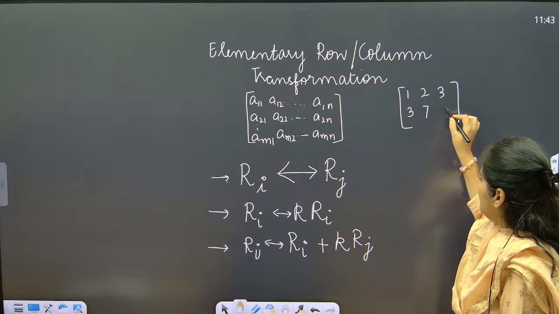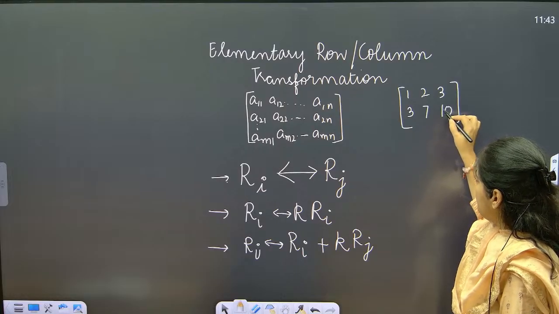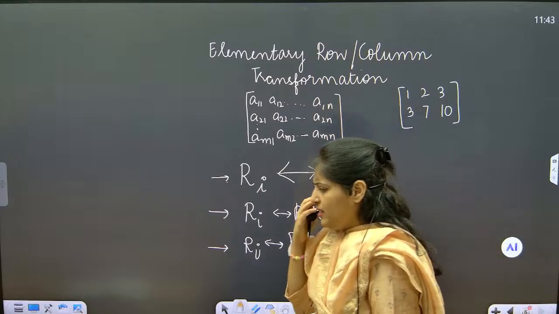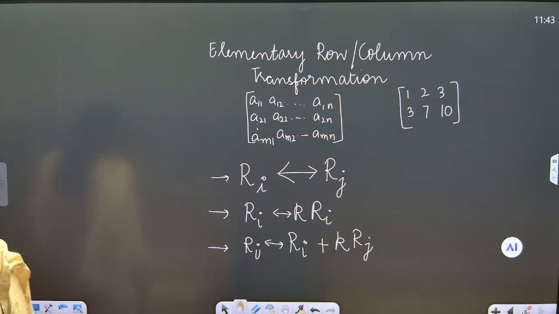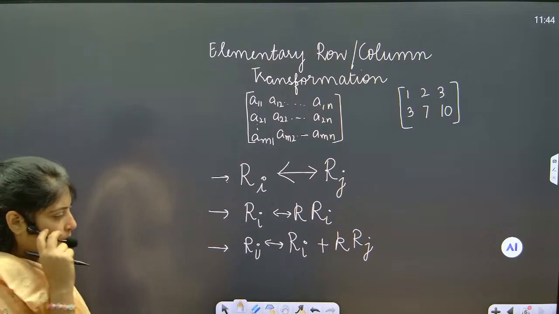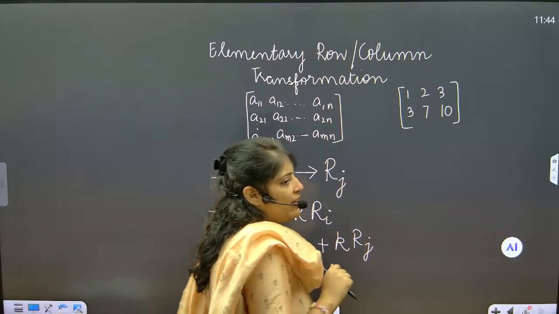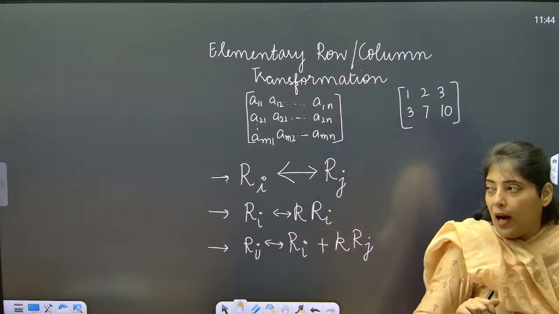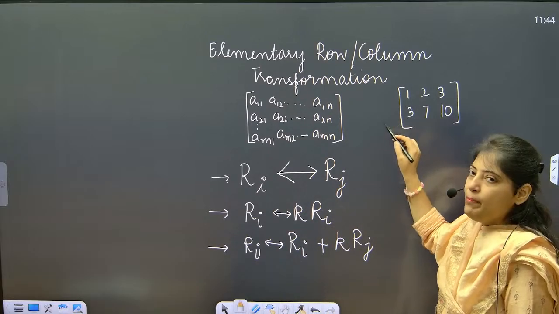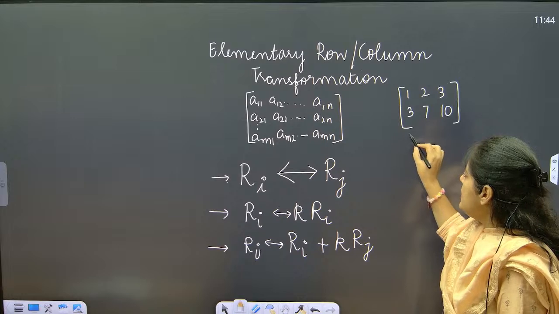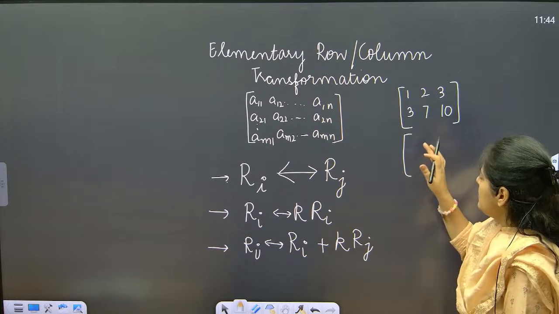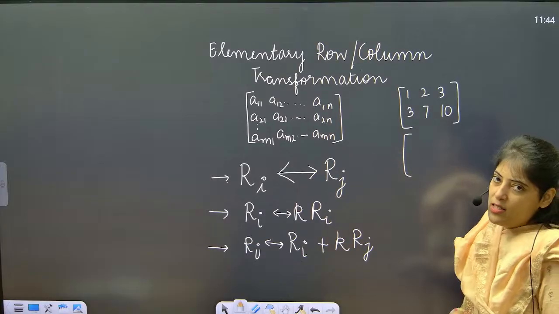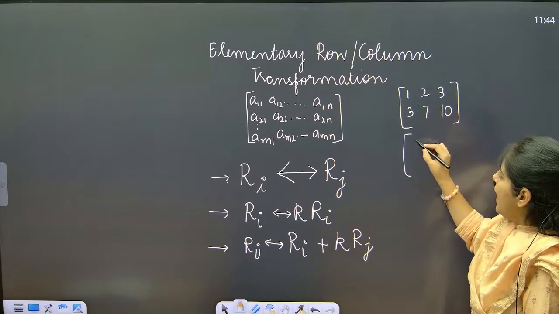7 and 10. Anything, yes, anything else. Random numbers. Now what I am trying to say is this matrix is equivalent to, or I can rewrite this matrix as, I can interchange.